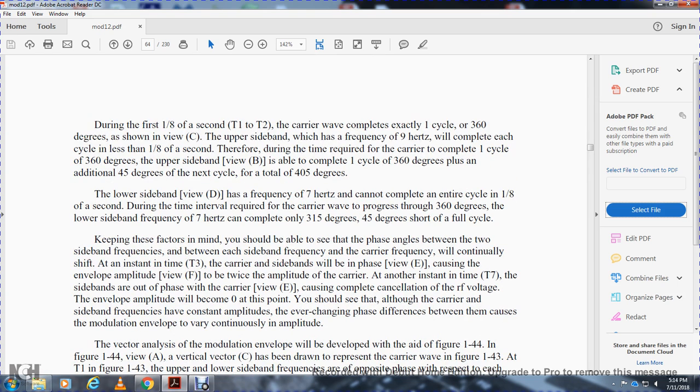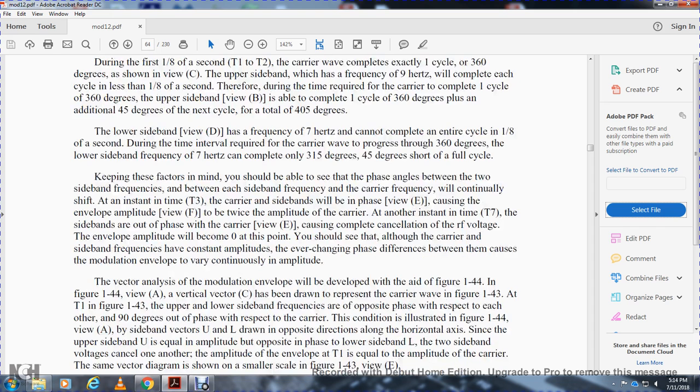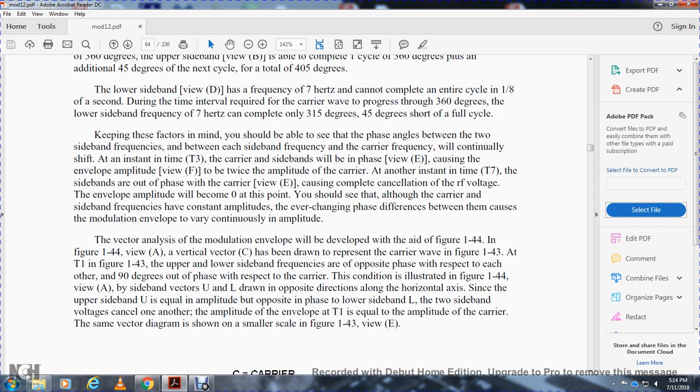Lower sideband, view D, with a frequency of 7 Hz, cannot complete an entire cycle in the 1/8 of a second required for the carrier wave to progress through 360 degrees. The lower sideband frequency of 7 Hz can complete only 315 degrees, 45 degrees short of the full cycle. Keeping these factors in mind, you should be able to see that the phase angle between each sideband frequency and the carrier frequency will continually shift. At the instant for time 3, the carrier and sidebands will be in phase, view E, causing the envelope amplitude, view F, to be twice the amplitude of the carrier.